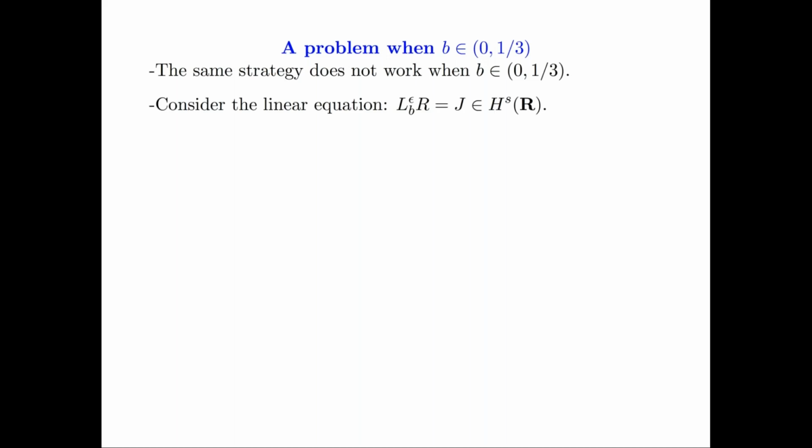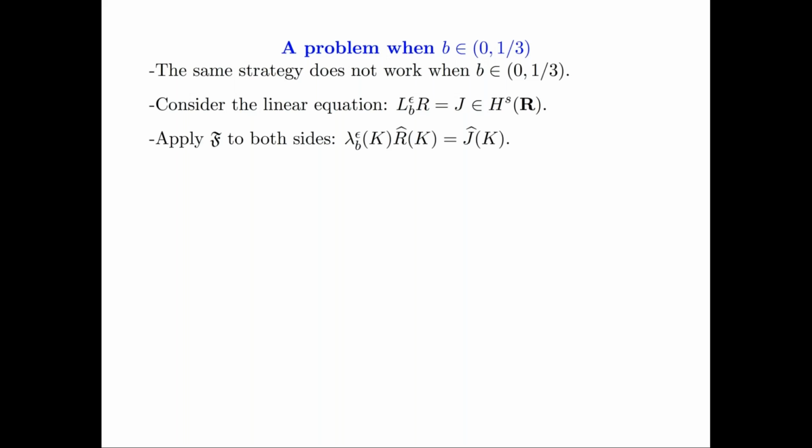And let me explain what's going on here. So remember, my equation was L epsilon phi plus phi squared equals 0. So let me just consider a slightly easier problem: L epsilon r equals j, where j is just some given function. All right. So I'm just really investigating, can I invert L epsilon? The inversion of L epsilon played a role in the b greater than 1/3 problem. So I want to talk about that.